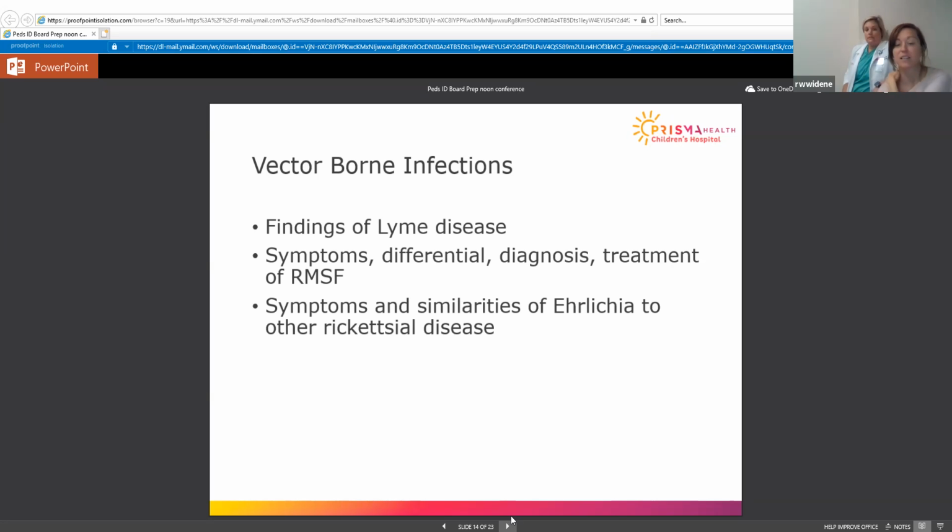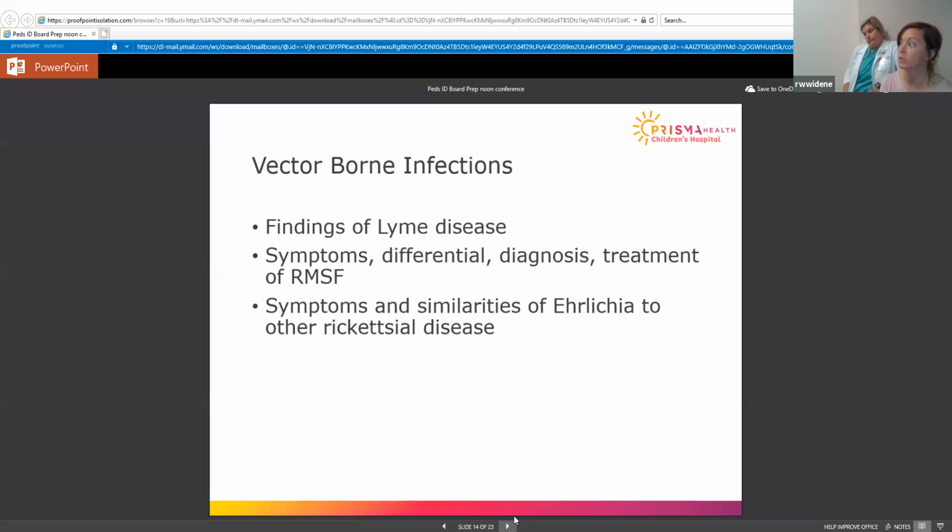Vector-borne infections. Findings of Lyme disease. Lyme will not kill you. It's a rash and sore joints. Bell's palsy, also think of Lyme disease. You need to be in a Lyme endemic area. It's a clinical diagnosis. Treatment for Lyme is either amoxicillin or doxycycline. Doxycycline you can do if you're over age 8. Otherwise, if you're under age 8 or if you're pregnant, then amoxicillin, because it's not going to kill you.